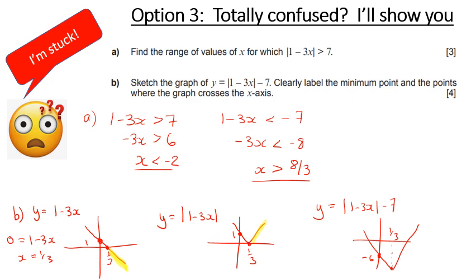Finally then, the question asks us to label where the graph crosses the x-axis. With this equation here, if we brought it all over to one side, so the modulus of 1 minus 3x, if I took the -7 over to the other side, equal to 7, you can see that this is very similar to the inequality that we solved in part A. So actually the numbers where the graph hits the x-axis are the numbers that we found in part A. So we'll have -2 here and 8/3 there.